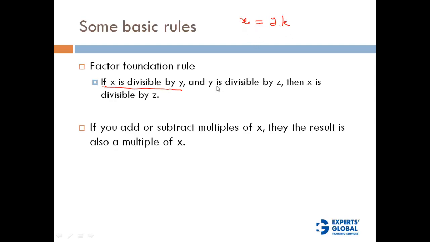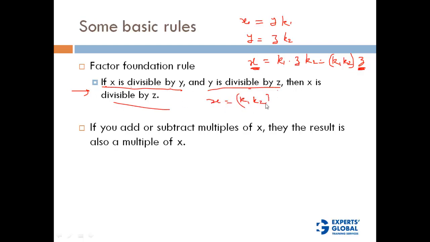So x is divisible by y and y is divisible by z. We write y divisible by z as y is equal to z into, let's say, k2. This is k1, this is k2, right? So x is y k1, y is equal to z k2. So we can write it as x is equal to k1 into y, which in itself is z into k2. So we'll see that x is equal to k1 k2, some constant, into z. So x will also be a multiple of z, or z will also be a divisor of x. The same thing is written here: if x is divisible by y and y is divisible by z, then x is divisible by z.